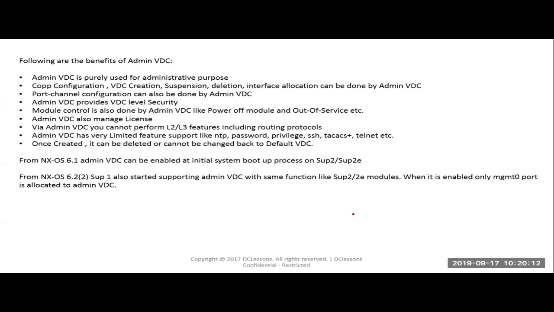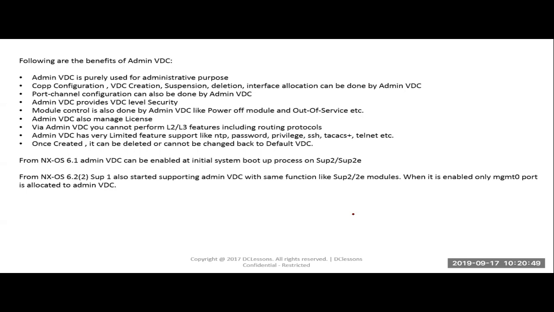So in that case, there is no use to perform any L2 or L3 configuration or L2 or L3 protocols like STP and other stuff. Why? Because you only have one management port. So in admin VDC you cannot perform L2 and L3 features including routing protocols, but admin VDC has very limited feature support like NTP, password, privilege management, SSH, TACACS, Telnet. All these protocols are used for management purposes only. So that is why admin VDC has very limited support.